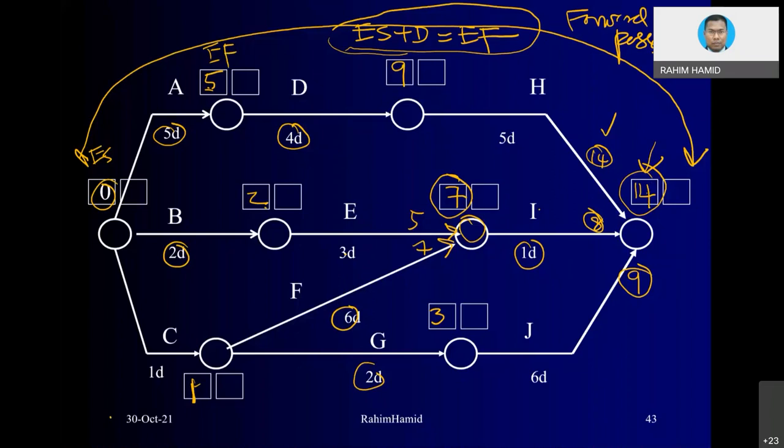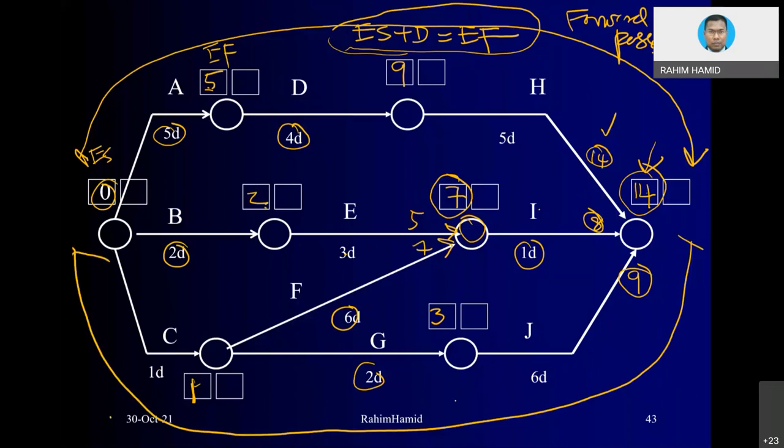But if we do that, it looks like there are some values not being filled in. So let's complete the calculation using backward pass. Backward pass is for us to get the late start value. Remember, we start with the early start plus duration equivalent to early finish. Now, in order to get the late start value, we basically need to have the late finish value minus duration. Then only we get the late start.